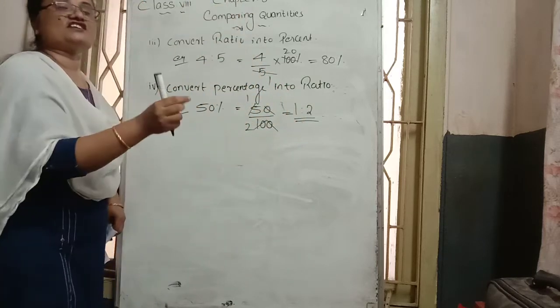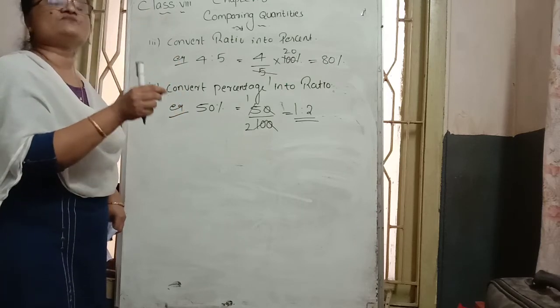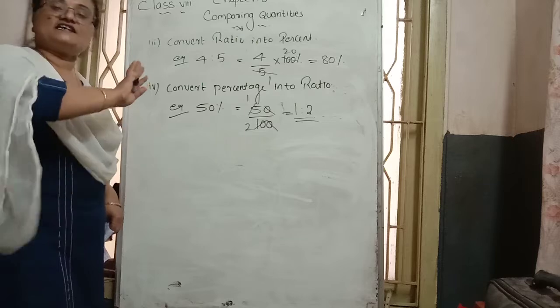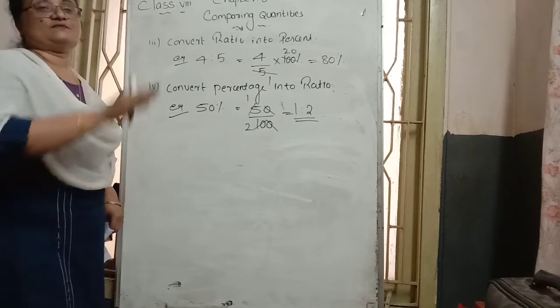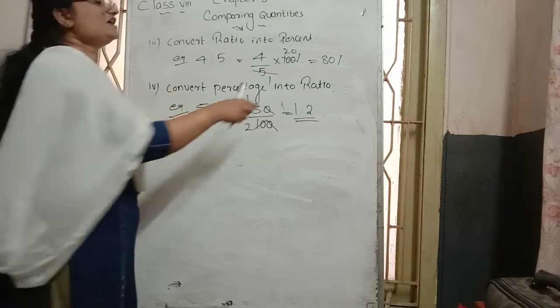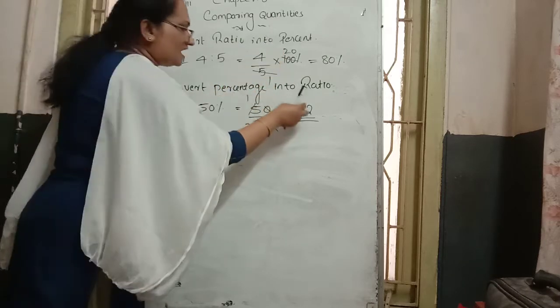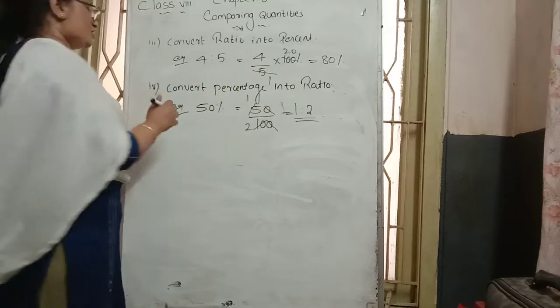First of all, we write it in fractional form. How to write a percentage in fractional form? Divide with 100 and remove the percentage symbol. Cancellation is possible. Cancel to the simplest form, right? Make it a simplest form expression and write it in ratio form.